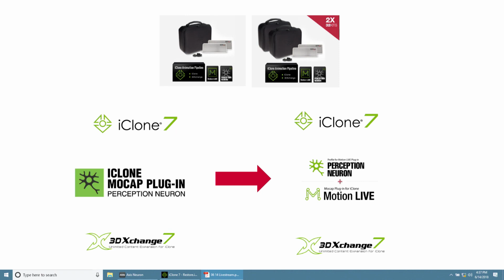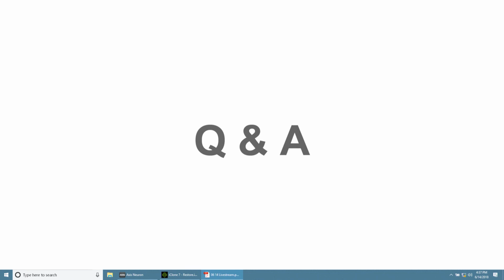So going back to the packages on the website, previously, we had iClone 7 with the iClone MoCap plugin for Perception Neuron, and we had 3D Exchange. Now, when you purchase on our website, it is iClone 7 with Motion Live and Perception Neuron profile, and then the 3D Exchange software as well. So that is the changes we did on our website, so that everyone can take advantage of that new feature. The prices are also updated as well for those who are interested.